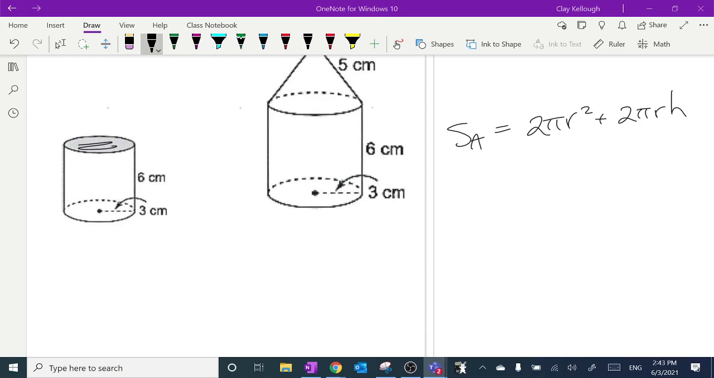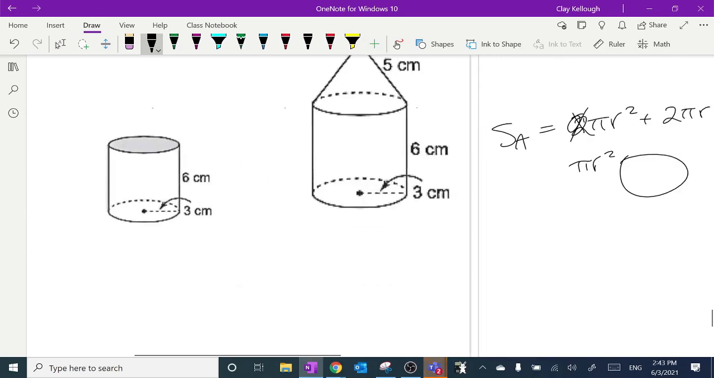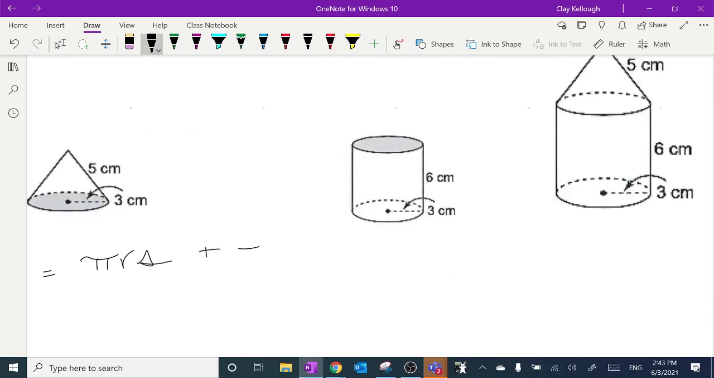What changes about this formula, which is the formula of a cylinder, if it doesn't have a top? There it is. This 2 goes away. Because remember, why is this 2 here? Because pi r squared is the area of a circle. There's a circle on top, there's a circle on the bottom. But if I don't have a top, I don't need this 2. So there's the formula. It's pi r squared plus 2 pi r h.